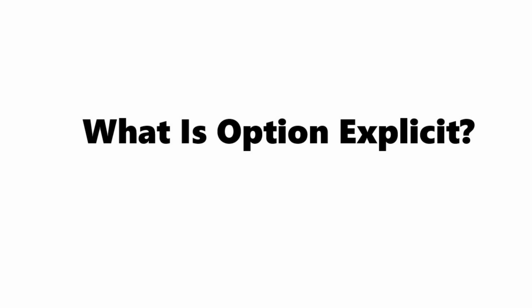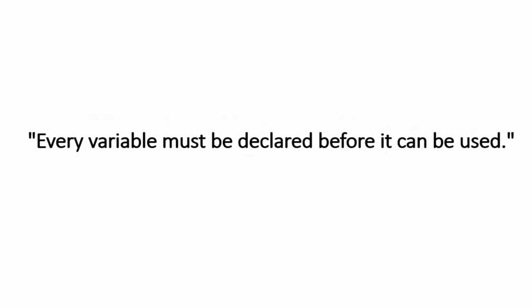What then is Option Explicit? Option Explicit is a statement that tells VBA that every variable must be declared before it can be used. Let's look at what that means.